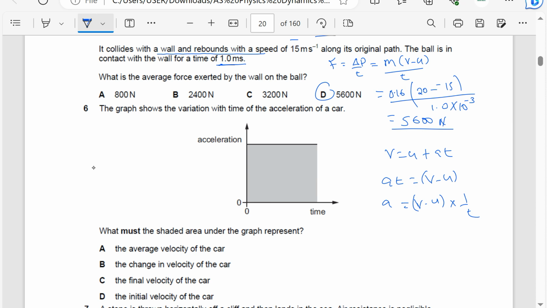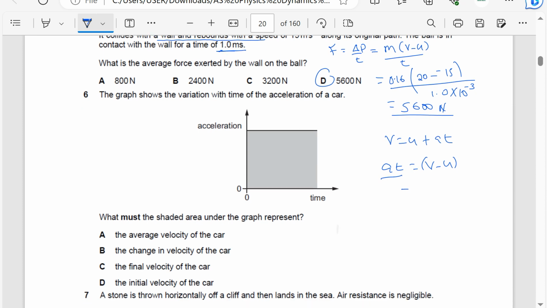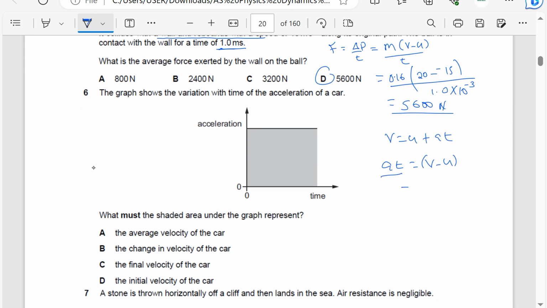Sorry, I don't need the second part. I'll erase this one. So a times t is equal to v minus u. So the question, what, and a times t, I think that is area. So area is equal to v minus u, which is change in velocity. So what must the shaded area under the graph represent? It is showing the change in velocity of the car.